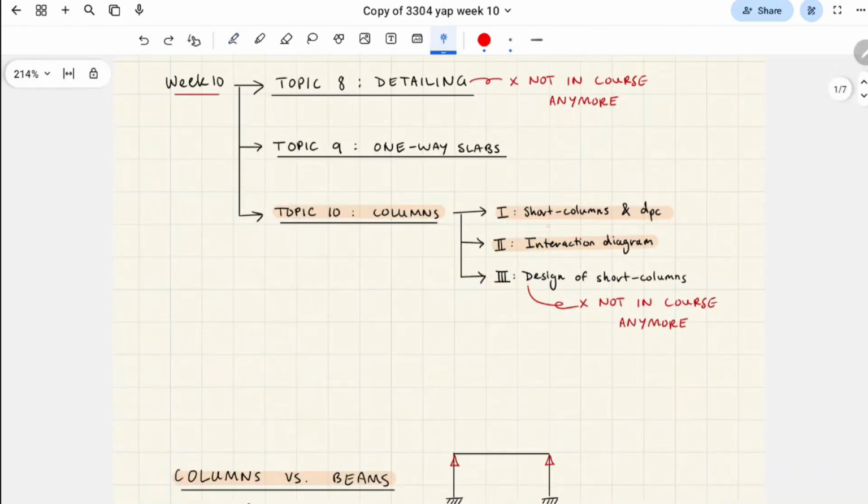So short columns, and then they outline what the plastic centroid is, and then the interaction diagram. If you get a column question in your finals, it'll be an interaction diagram question. The design of short columns isn't in the course anymore, so it's not expected in your finals because it's really tedious. That's when you have to size the column and determine how much steel you need inside of it. Interaction diagrams are more about determining what the capacity is, given that you have constants for the geometry and the steel in it.